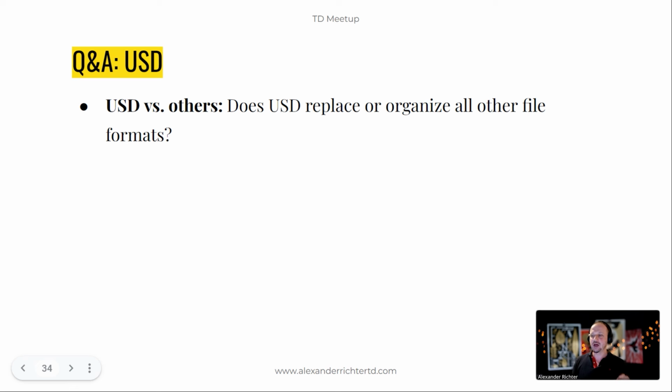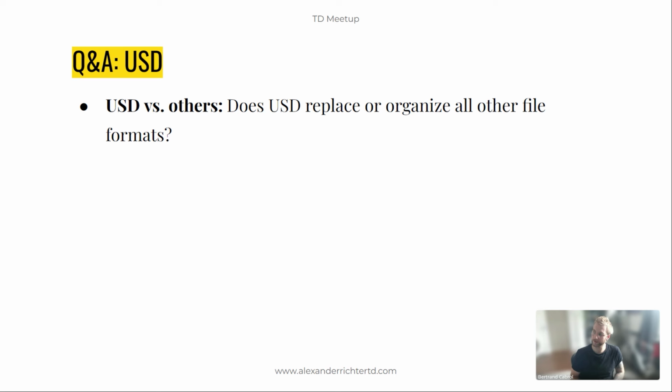USD versus the others. Does USD replace or organize all the other file formats like Alembic or OBJ? Where does it stand in the middle of all of that? It replaces all the formats. Now, just be aware, USD supports some formats. For example, if you use an Alembic and you load it into a stage, it will interpret the Alembic into USD, so you will end up with a proper USD. There are some formats that are not supported.